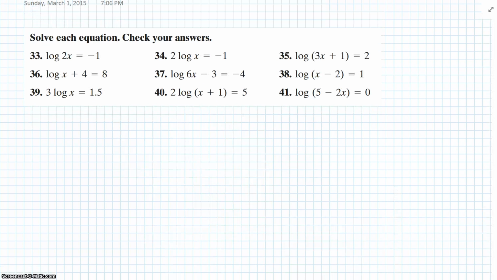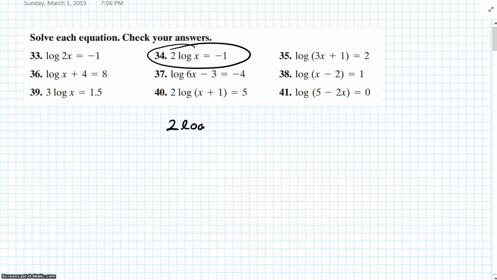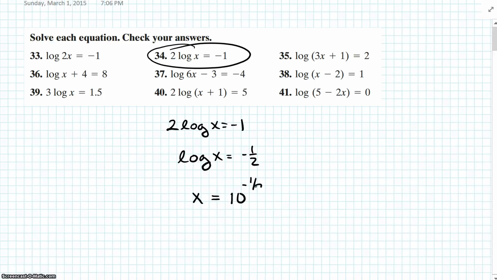34. Solve each equation and check your answer. So 2 log of x equals -1. Divide each side by 2, so I get the log of x equals -1/2. Well, don't forget it's a base of 10, so x is going to equal 10 to the -1/2 power. So x is going to equal basically 1 over 10 squared. So x is going to equal 1 over 100, or it could be written as 0.01.